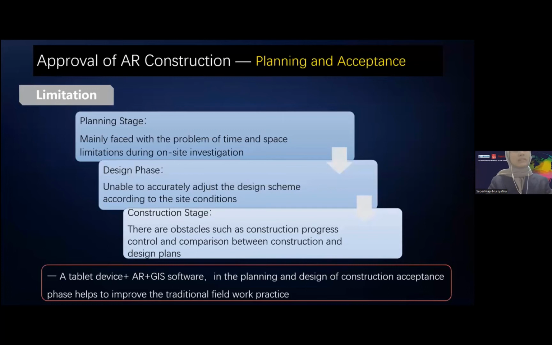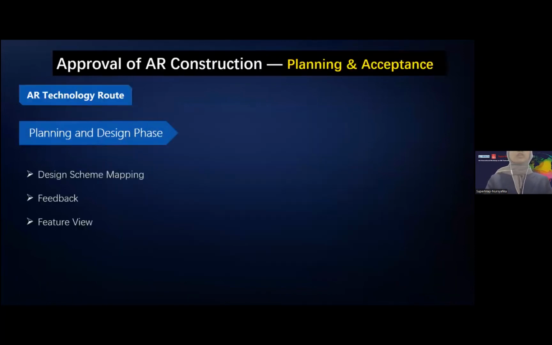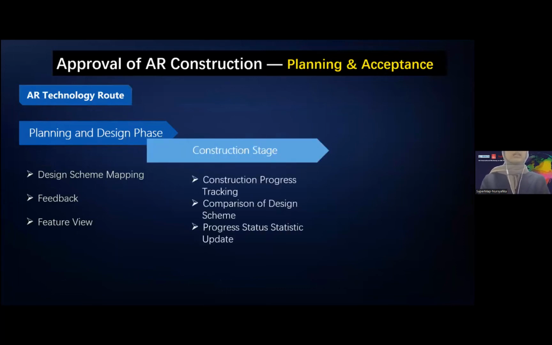Thus, we have a tablet device with AR and GIS software that helps to plan and design the construction, in order to improve the traditional fieldwork practice. When you use AR technology in your planning and construction, the limitations you previously had will be improved, especially in planning and design, where you can have a better design scheme, mapping, and feature view. During your construction stage, you can track progress, update the progress status, and compare the design scheme and the site condition much better.